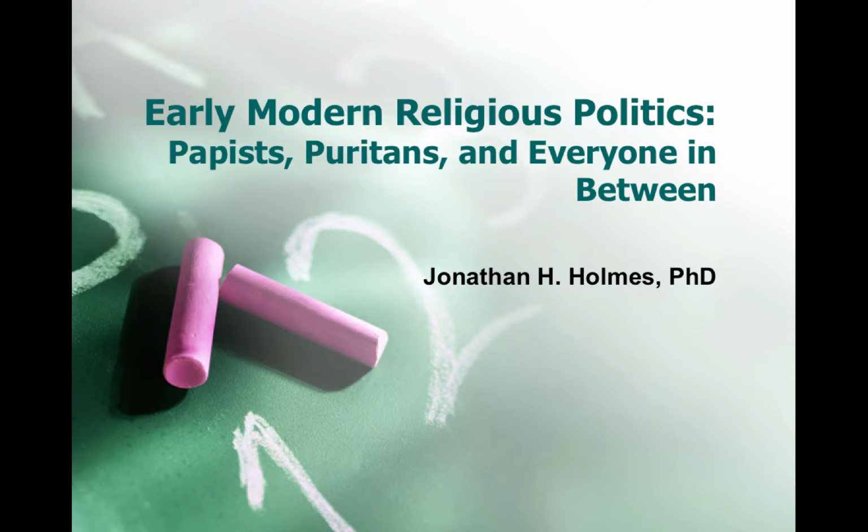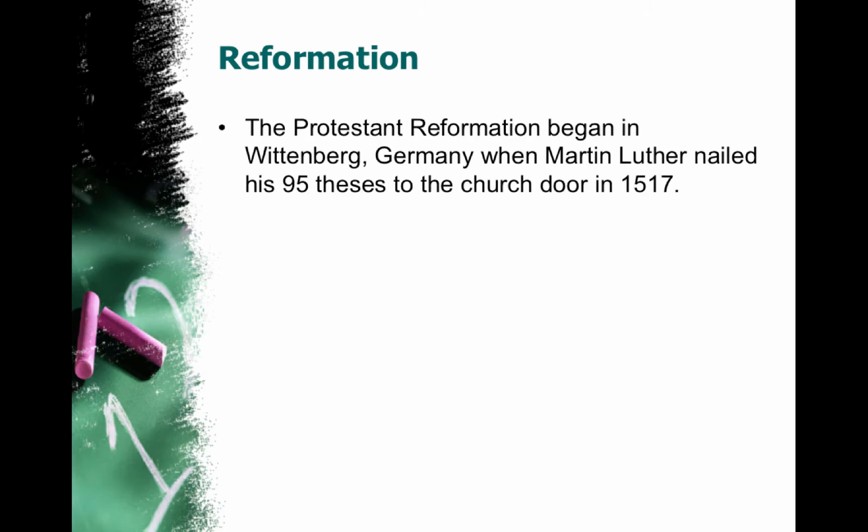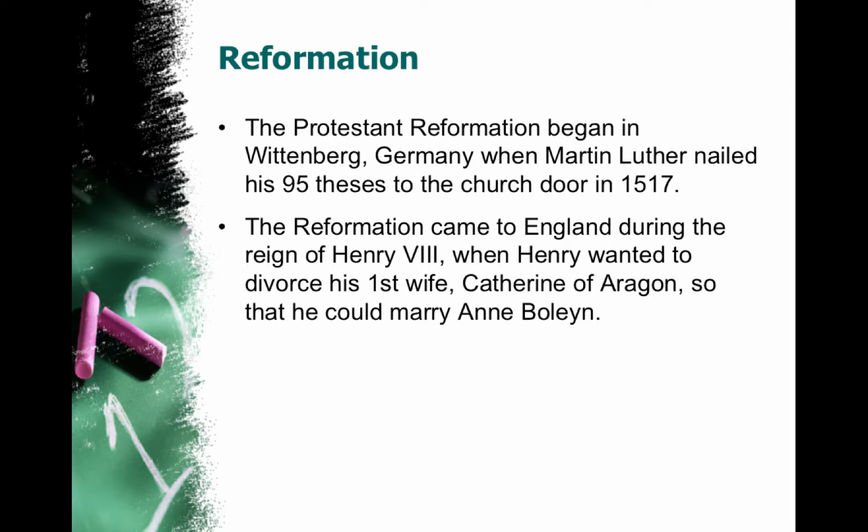To cover important events in early modern England's religious history, we'll start with the Reformation, the Protestant Reformation, and we'll end with the restoration of the monarchy in 1660, about 130 years later.